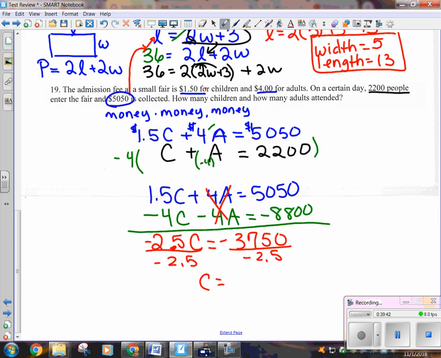So the children, negative 3750. Negative divided by negative is going to be positive. And when I divide that out, the children turned out to be 1,500. It's a lot of kids. A lot of kids like to come to the fair.